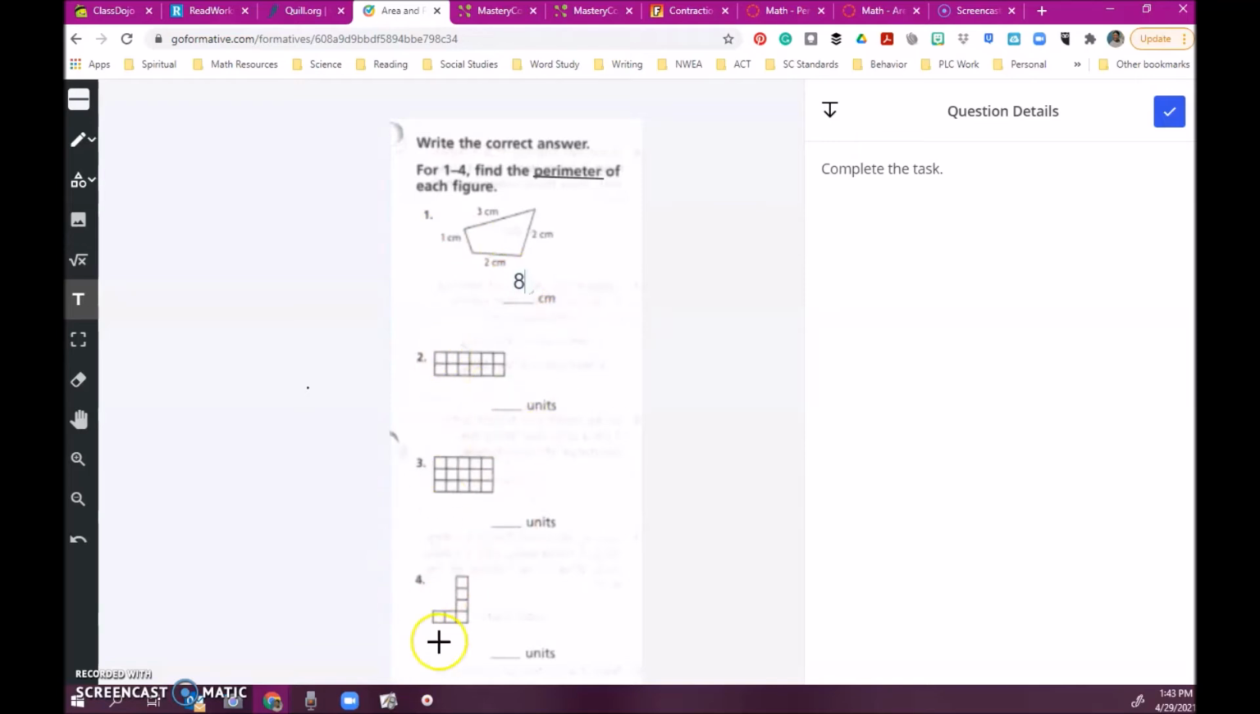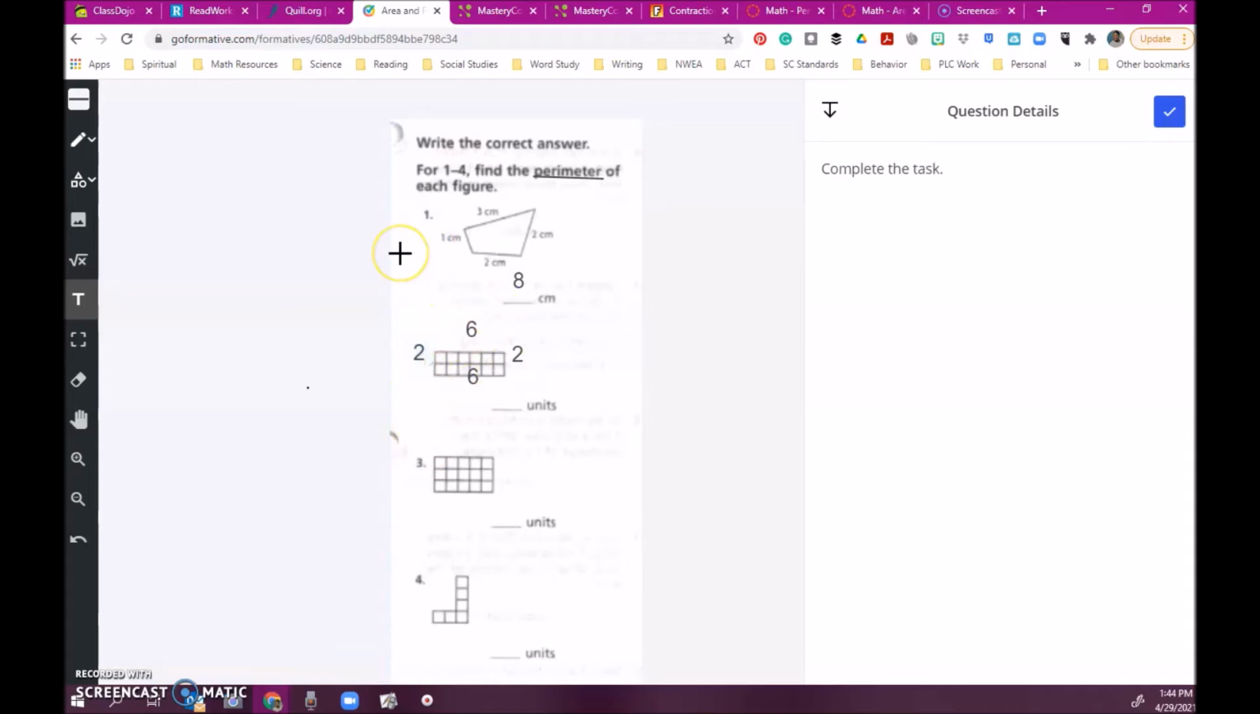Now on these 3 examples that are left, they don't have the measurements. But what they do is they have squares for us to count. So if we label it as we go, we'll know. So when I count here, I get 1, 2, 3, 4, 5, 6 across the top. So if this side is 6, that means the bottom of it is going to be 6. And then when I count the sides, I have 1, 2. And if this side is 2, the opposite side is equal. So it's going to be 2.